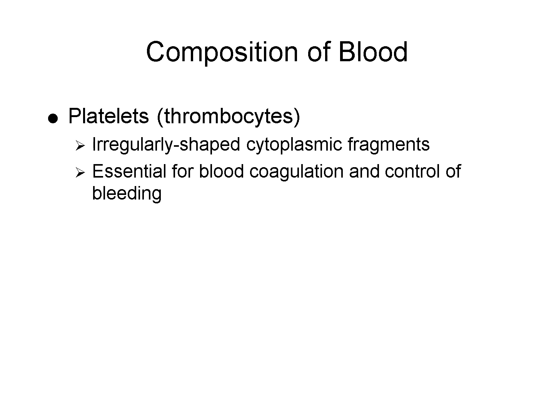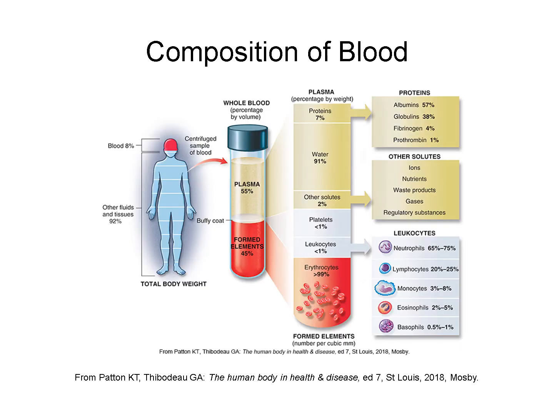Platelets, also called thrombocytes, are irregularly shaped cytoplasmic fragments essential for blood clotting. They play a critical role in coagulation and in controlling bleeding following injury. This final composition slide references key structural illustrations of blood from leading histology and anatomy texts. Together, plasma, erythrocytes, leukocytes, and platelets work harmoniously to support health, protect against disease, and maintain homeostasis.